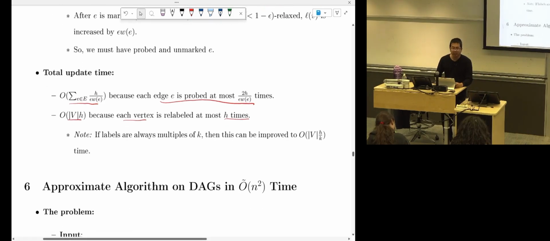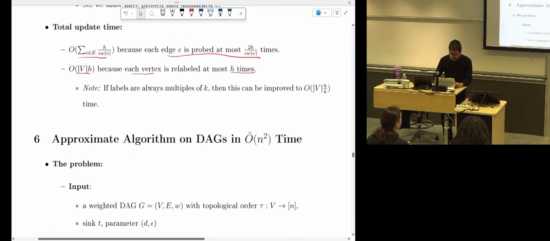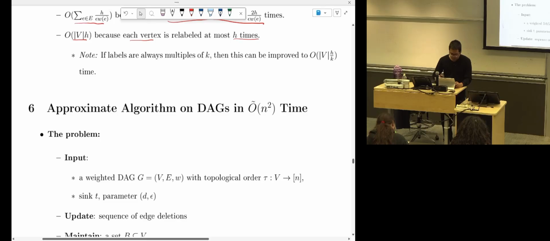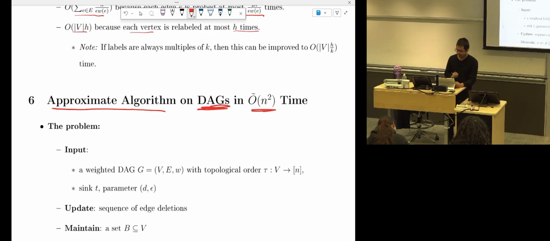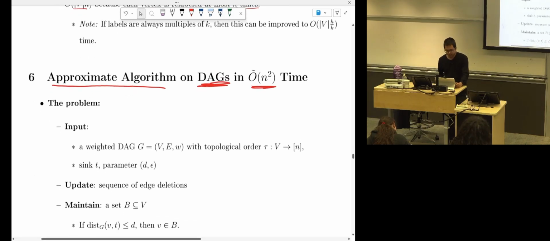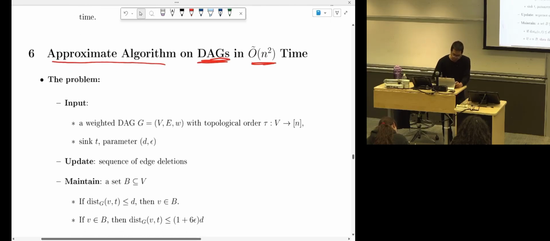Okay, so now let's see how to use this. The goal now is to get approximate decremental shortest path on DAGs in this time. So the setting is just the same. We have a DAG, it's weighted.